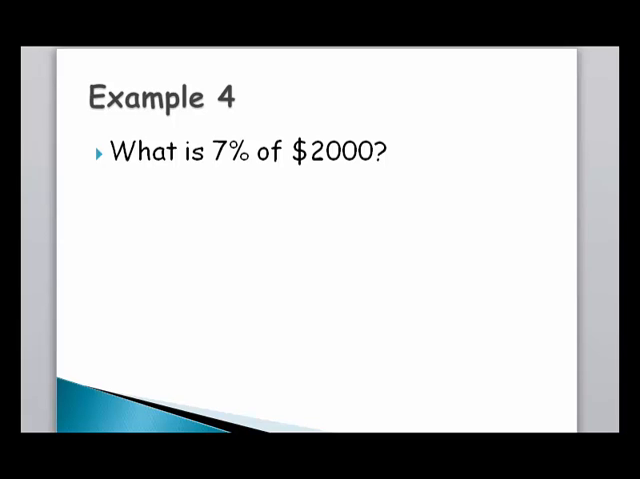Our next question asks, what is 7% of 2,000? We may want to rewrite this and phrase the question similar to what we saw in the first three examples. The question is asking us 7% of 2,000 is what number?